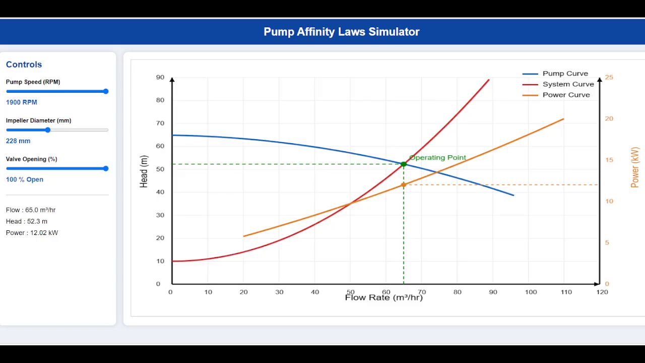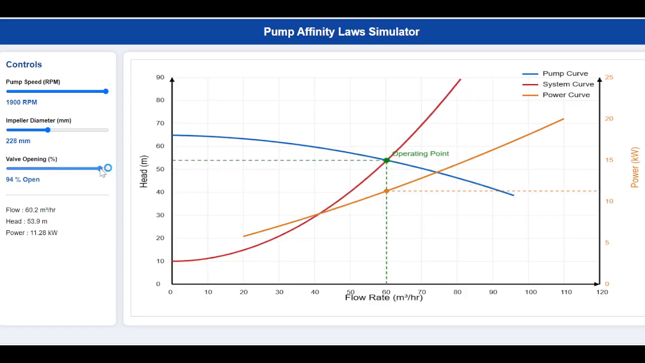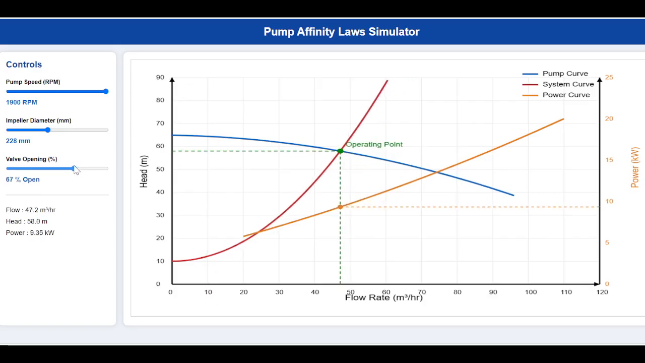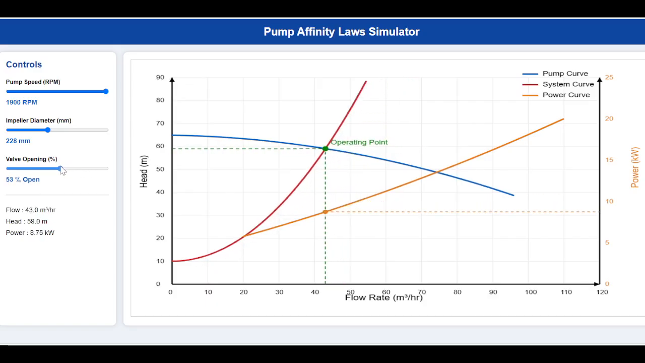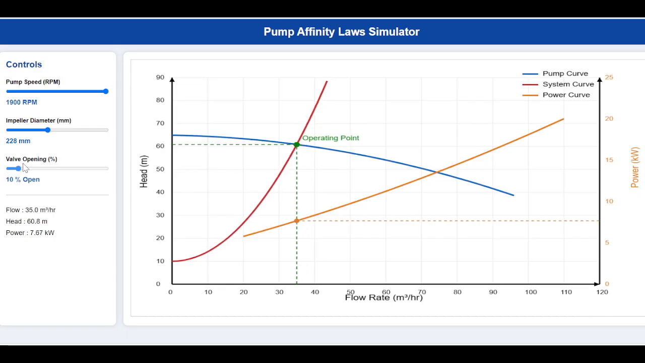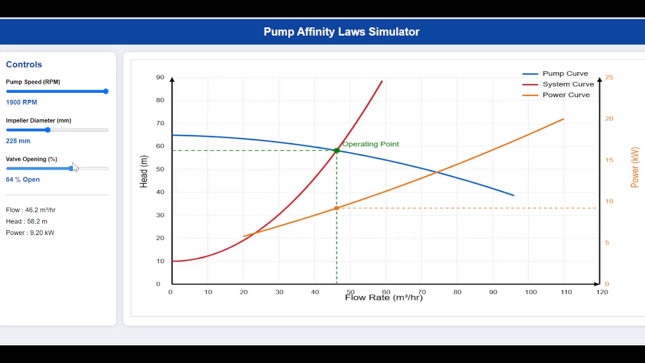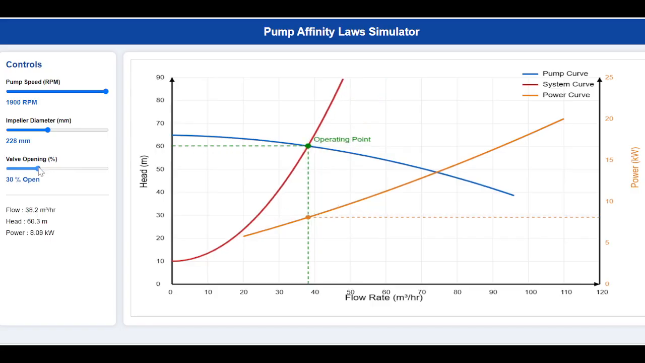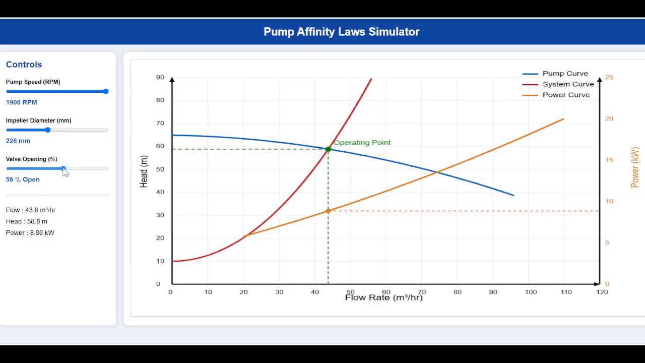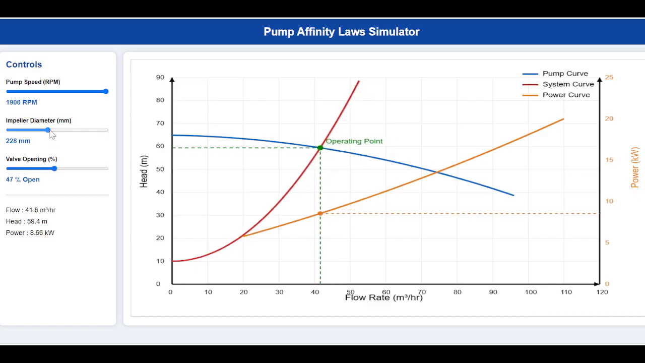So far, we've seen how changing the pump speed and the impeller diameter affects the pump performance curve. Now, let's look at another important concept. Changing the control valve opening is not part of the pump affinity laws. The pump itself remains exactly the same. Its speed does not change, and the impeller diameter also remains unchanged. Instead, changing the valve opening changes the resistance offered by the piping system. As a result, the system curve changes, while the pump curve remains unchanged. Let's see this in the simulator.